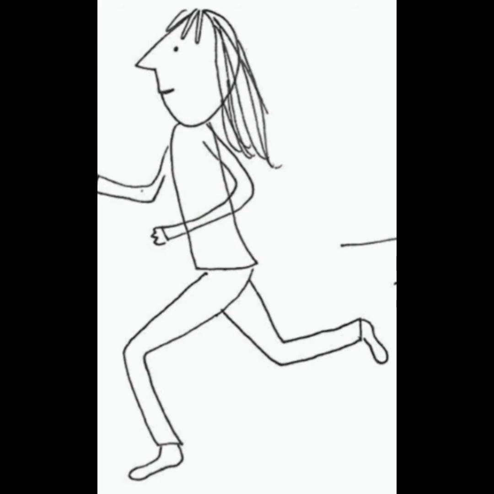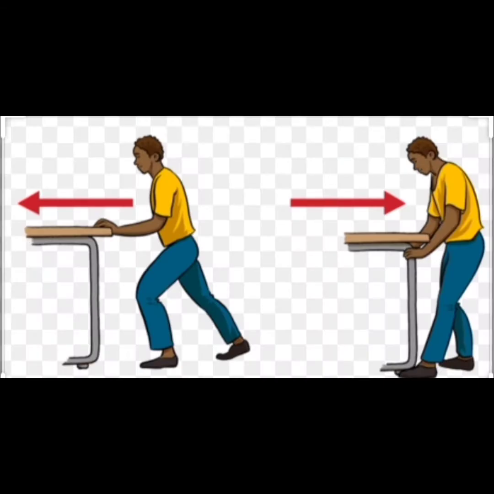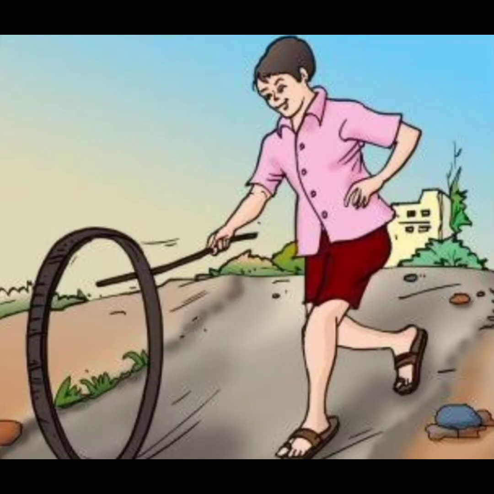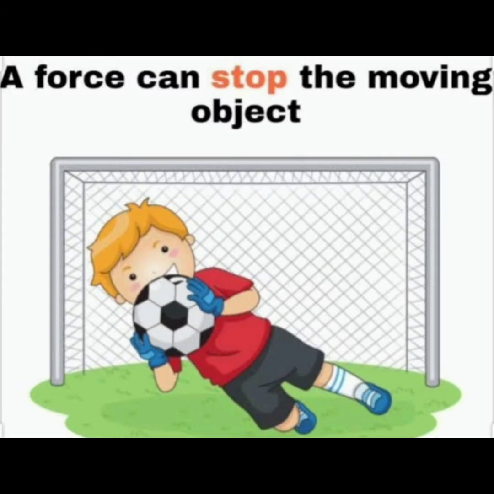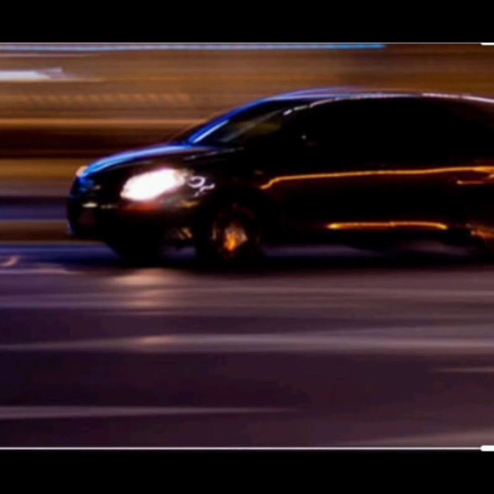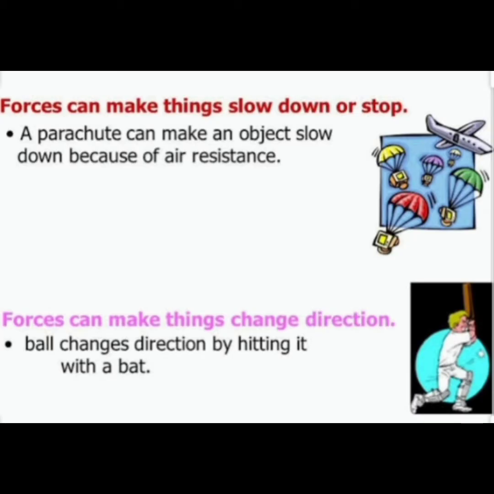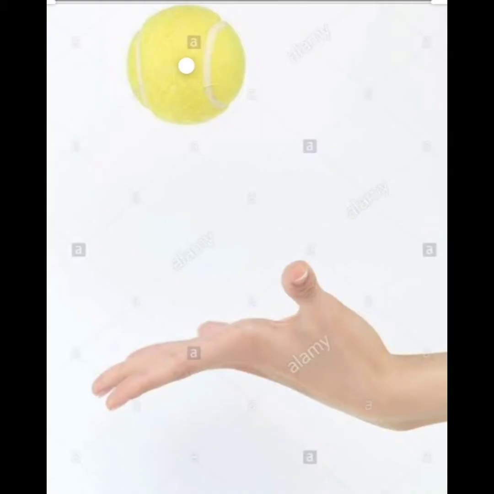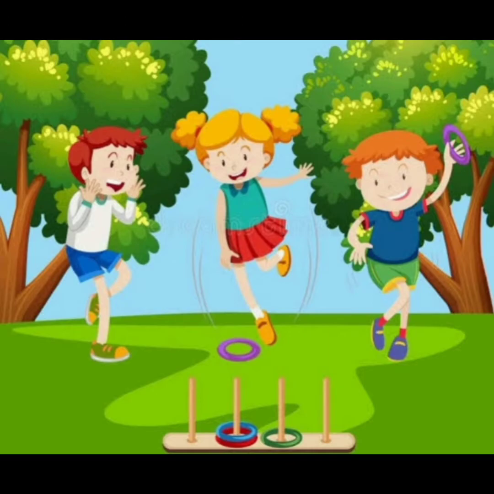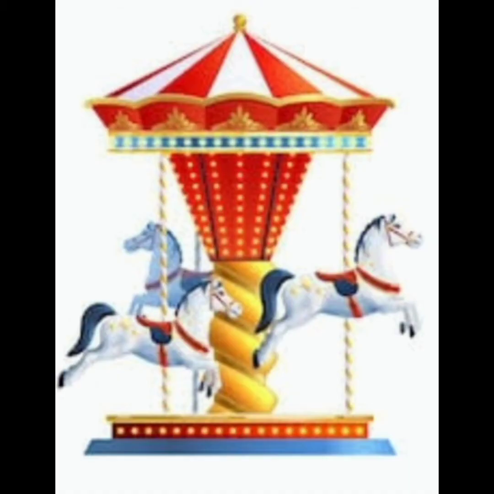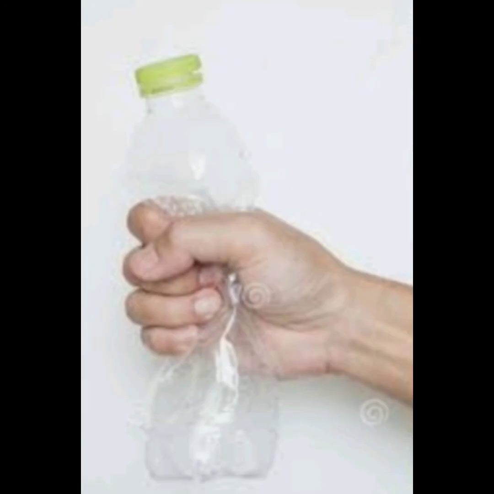Forces cause an object to move. Forces can start and stop things moving. Force can make things get faster, slow down, or change direction. It can also make things go up and down, forth and back. It also makes things go round. It is one of the effects of force.